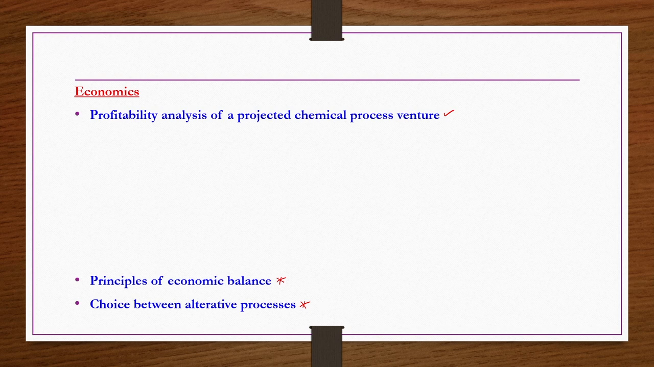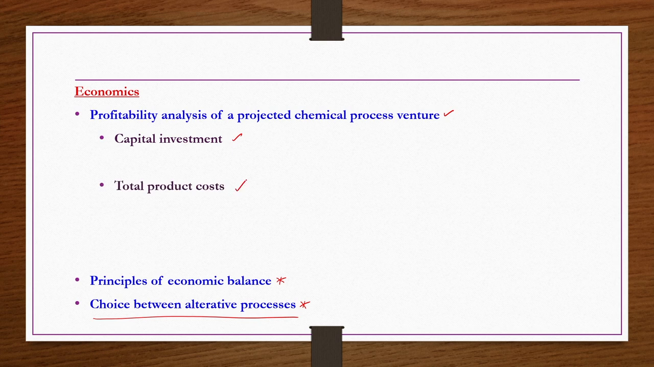Let us say production of acetylene can be done in n number of ways. You have to select the one which is better from the economics point of view. So choice between alternative processes is also very much important. Under the profitability analysis of a projected chemical process venture, what do you have to worry about? You have to worry about the capital cost, the total product cost, and the economical analysis. We are going to see a few basics about them in the next slides.